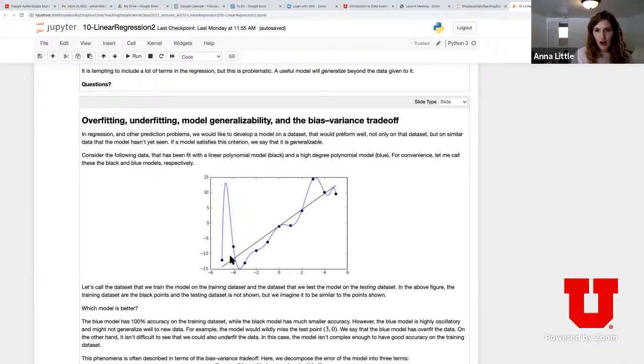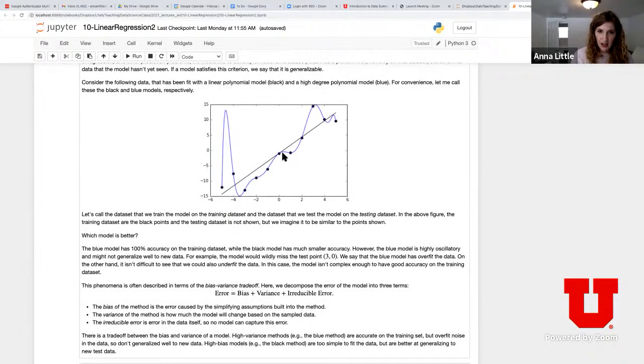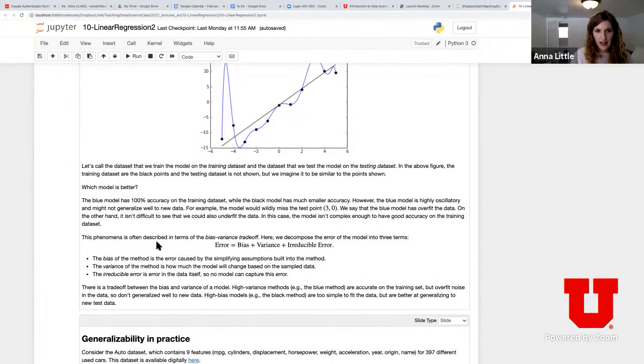Okay, so we would call this the training data set. But what we want to do is test our model on a testing data set that's independent from the training data set. And so we see here, for example, we expect blue to do really well on the training data set, but very poorly on the test data set. On the other hand, we expect the black model to do not as well on the training data set, but well on the test data set. Okay, and so there's a trade-off going on here, so which model is better?